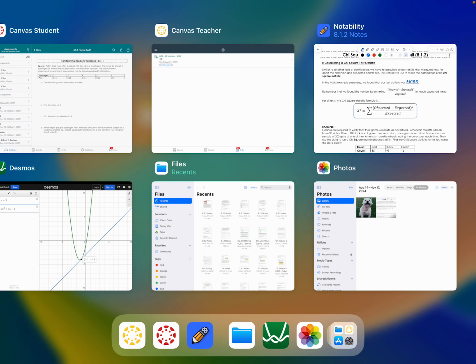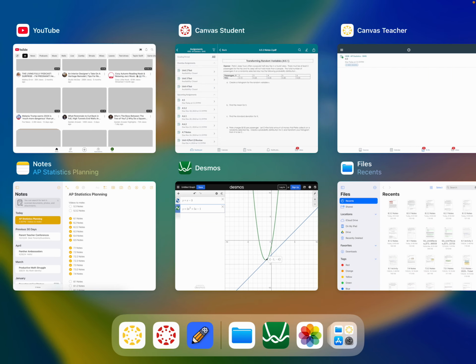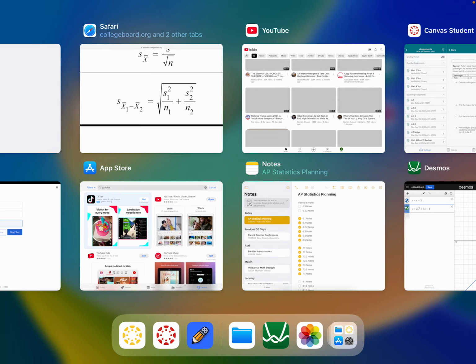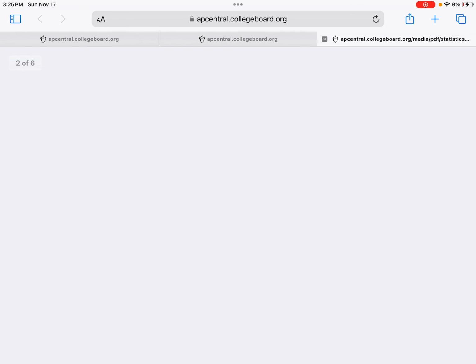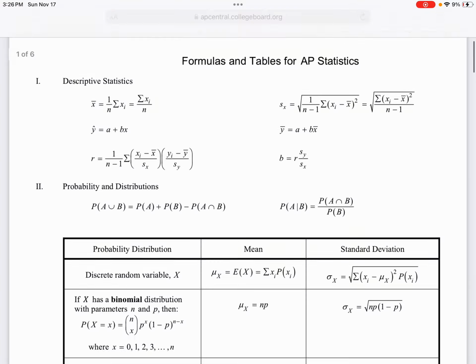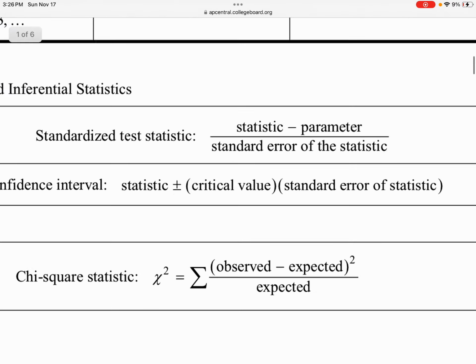It appears, shoot guys, I'm looking for your formula sheet. Right here is our formula sheet. And it is not loading. Here we go. Right here.